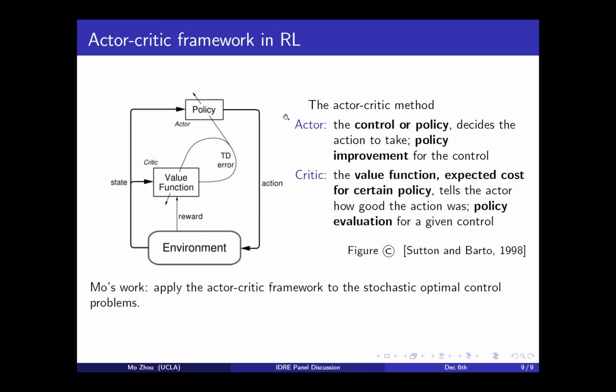In the actor, we usually do a procedure called policy improvement in order to get a better policy. In the actor-critic framework, we can see that the critic and the actor are trying to help each other in order to achieve the optimal policy. I have been applying this framework from reinforcement learning to my research on stochastic optimal control problems, both numerically and theoretically. But this is not the topic for today. For today, this is just what I would like to share. And thank you.